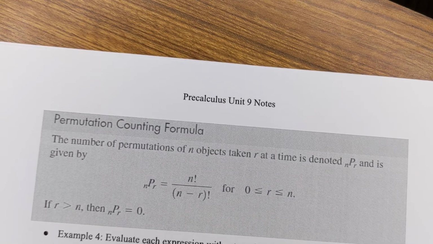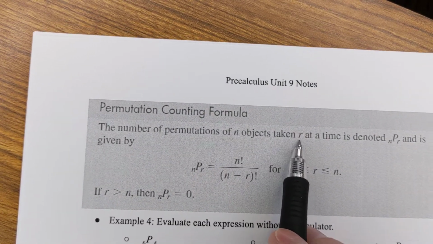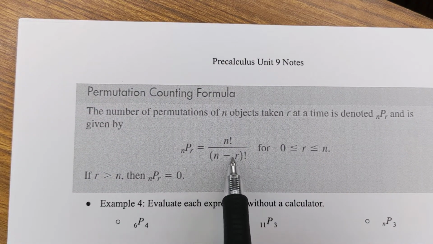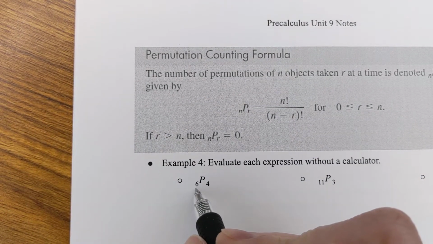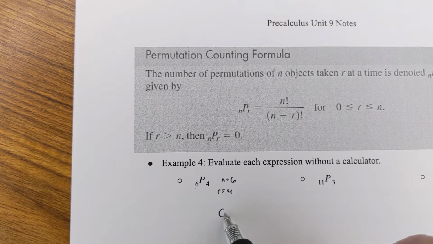Okay, so here's the formula for permutations. If you're selecting a group of r of them, so you have n total objects, you're selecting r, it looks like this: n factorial divided by the difference factorial. So you evaluate the expressions. So here's my n value. For this problem, n is 6 and r is 4. So it's 6 factorial over 4 factorial.